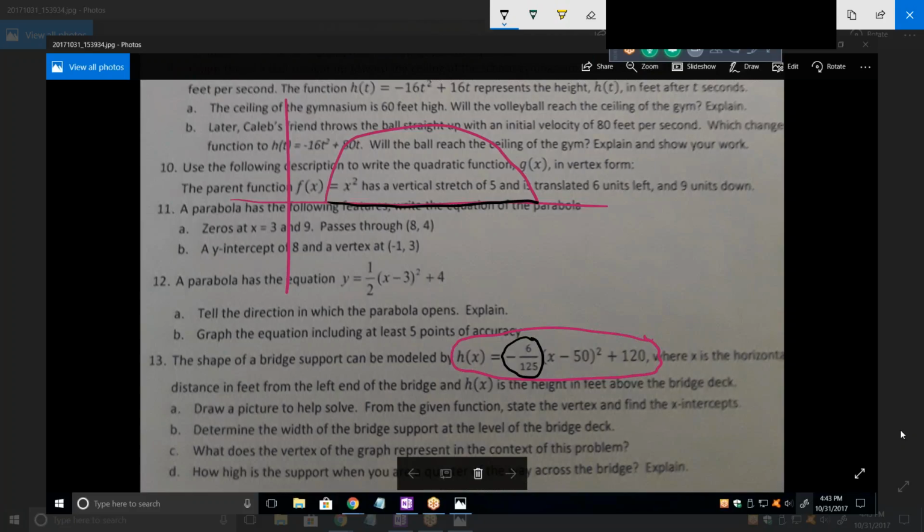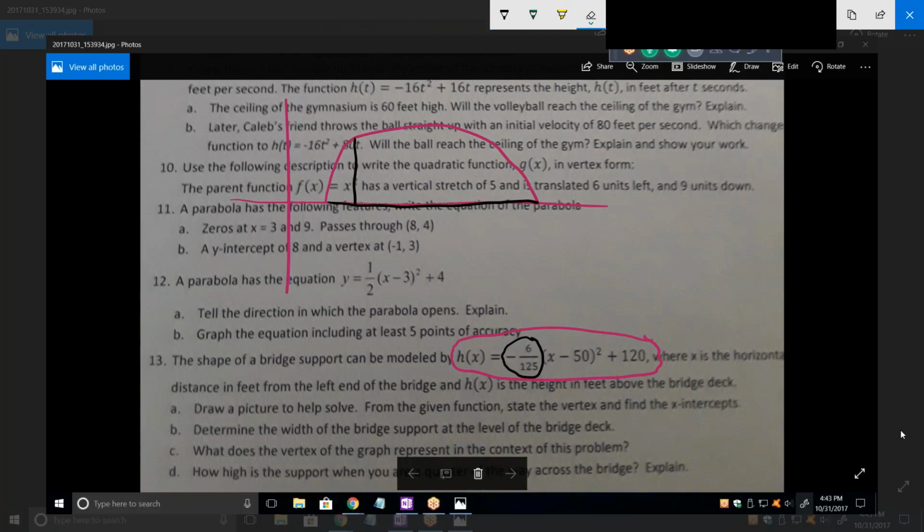Okay. The height at any point in time is the height of the support above the bridge deck, right? In other words, it's this distance right there. That is h of x.